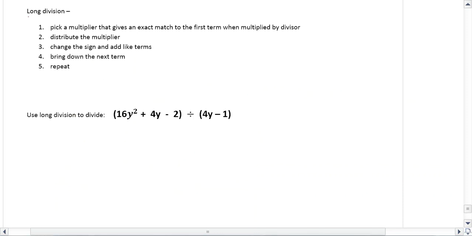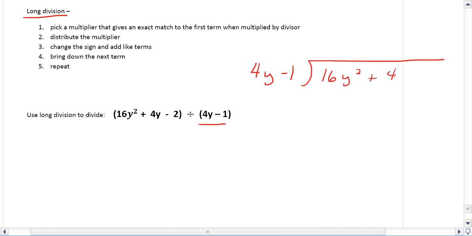So now let's go over long division. As we talk about these steps, I'm going to set it up here with this example because I think that would be the most clear way to explain it. So before we can even do step 1, we have to set this up for long division. So let's put this number, which is what we're using as the divisor. We're dividing 4y minus 1 into this polynomial, 16y squared plus 4y minus 2.